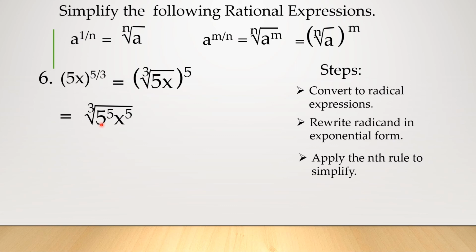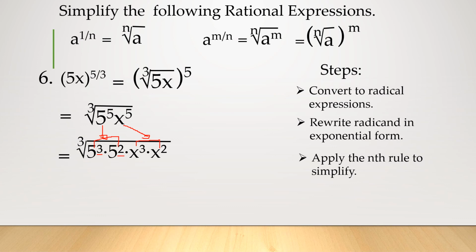Now, this 5 raised to the 5th power, I can rewrite this as 5 raised to the 3rd power times 5 raised to the 2nd power. Look at this one. So I can easily simplify this. Okay, look at this. 5 to the 3rd power and 5 squared is the same as 5 raised to the 5th power, because when we multiply, we add the exponent. Same thing with x to the 5th power. This is equal to x to the 3rd power times x squared.